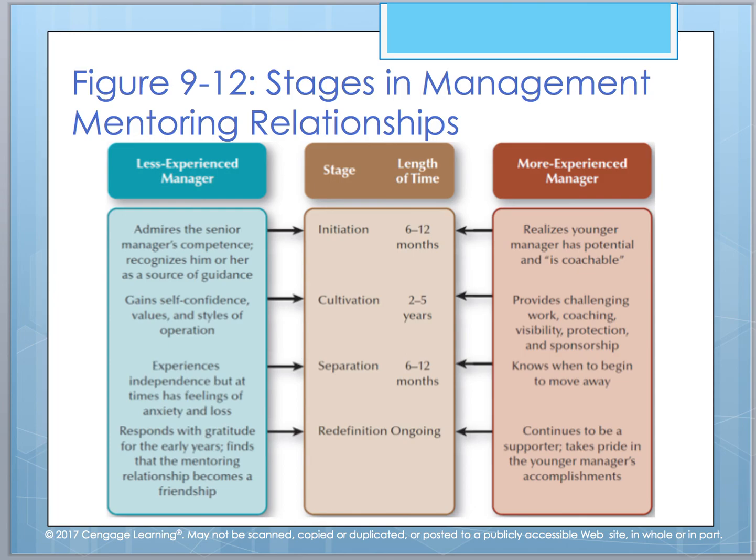That is key. You can have potential and be a person who no one can seem to coach. You just want to do it your way. But if you're coachable, this phase is now 6 to 12 months. And then you can see initiation, cultivation, separation, and redefinition ongoing. You can see how those are all factored in.